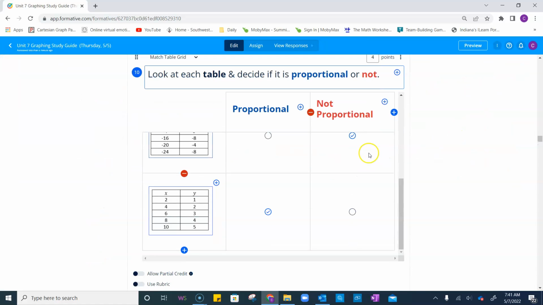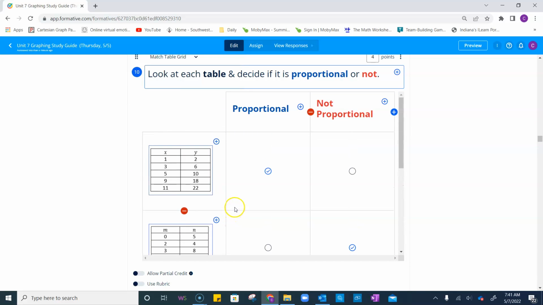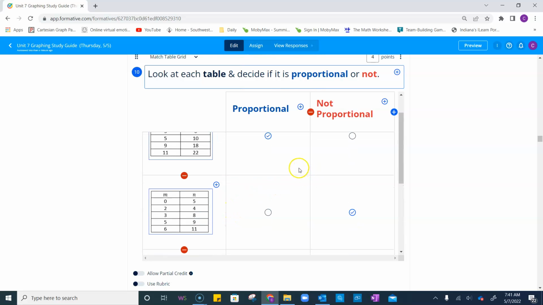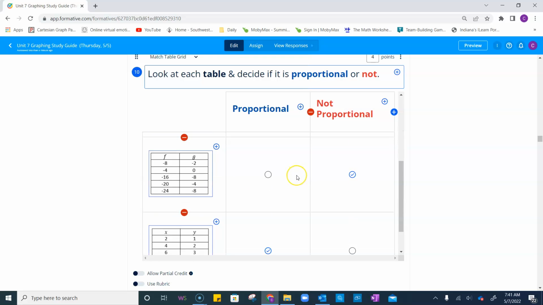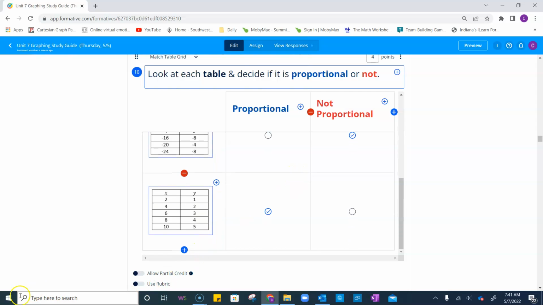So you should have clicked on this, that this one was proportional, second one was not, third one was not, and the fourth one was proportional. And that's it.